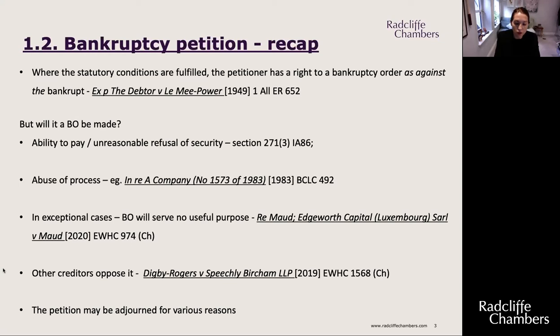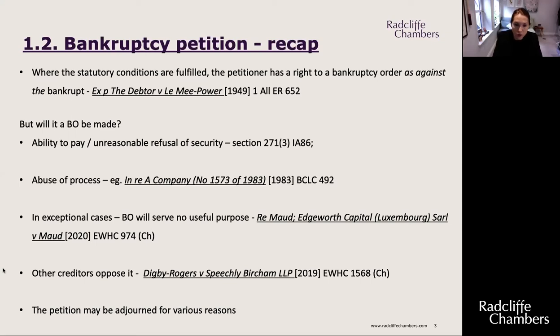So it could be the case that the debtor says that there's been an unreasonable refusal to accept a security that's been offered. That's section 271(3). Or it may appear that the petition itself is an abusive process, contrary to the class remedy nature of bankruptcy proceedings, such that a bankruptcy order won't be made. In very exceptional cases, a court may find that a bankruptcy order would actually serve no purpose whatsoever. So that's a case where the debtor seemingly has no assets, and so a bankruptcy order would just be a cost-generating exercise. Now, those arguments are frequently raised in the courts, but very infrequently won.